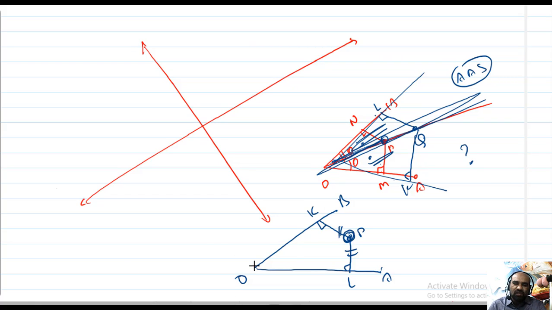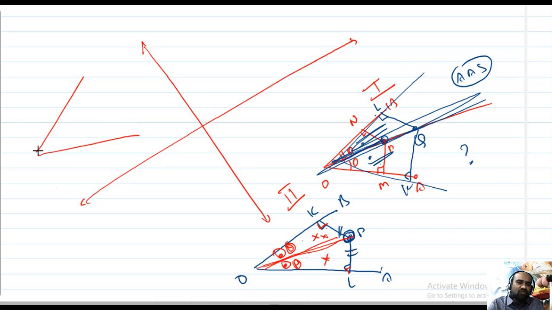But how to prove it? Join PO. Here 90, here 90. These two are the same, and this is common. From RHS congruency, these two triangles are congruent. From there what do we get? These two angles are equal, because corresponding parts of congruent triangles are equal. Say this is theta and this is beta. Automatically theta equals beta. Then what is OP? The angular bisector. From part 1 and part 2, what am I concluding? The locus of a point which is equidistant from the two arms of an angle is nothing but its angular bisector.